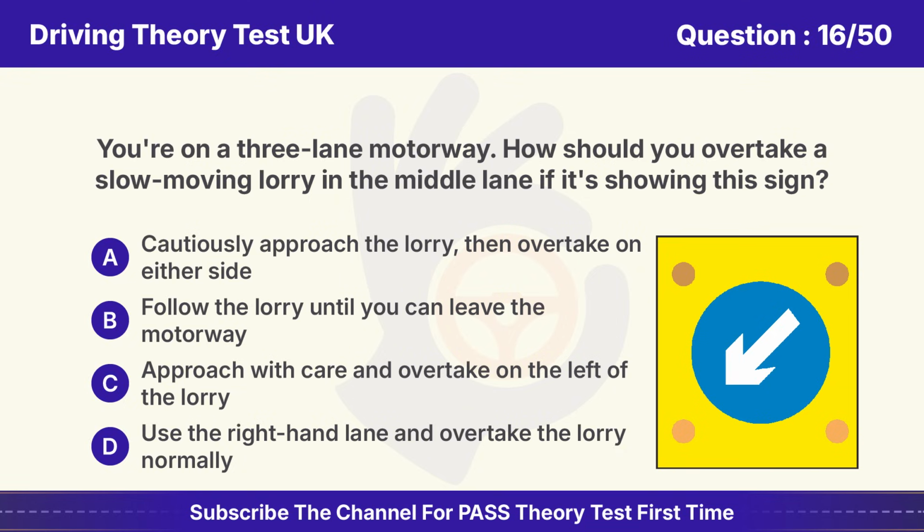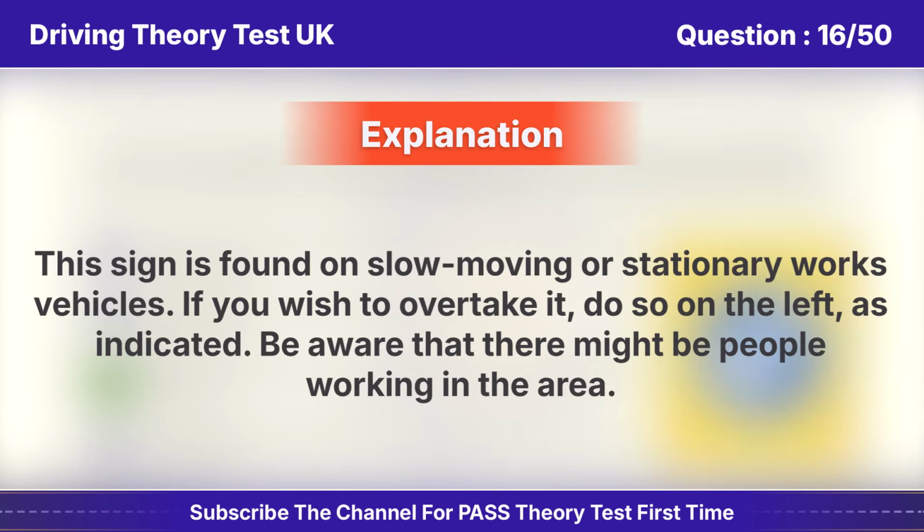Question 16. You're on a 3-lane motorway. How should you overtake a slow-moving lorry in the middle lane if it's showing this sign? Answer is C. Approach with care and overtake on the left of the lorry. This sign is found on slow-moving or stationary works vehicles. If you wish to overtake it, do so on the left, as indicated. Be aware that there might be people working in the area.